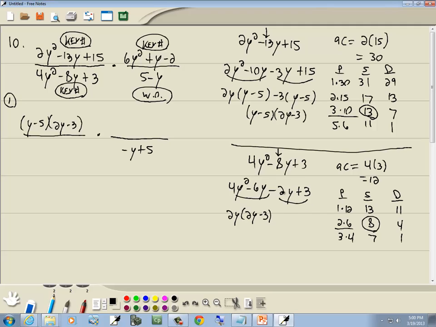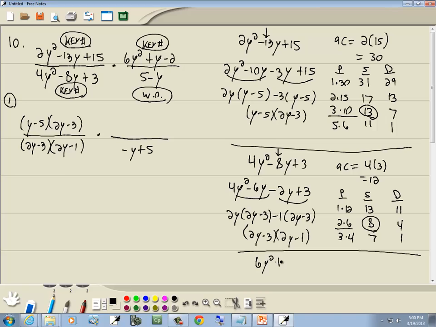The second group has nothing in common, but my first term is negative, so I factor out negative 1, and that gives us 2y minus 3. Well, now they both have a 2y minus 3, and again, you can cross those out to see what goes in your second set of parentheses. So we got 2y minus 1. So which one was that? That was this one. So this is 2y minus 3 times 2y minus 1. Let's look at the 6y squared plus y minus 2.